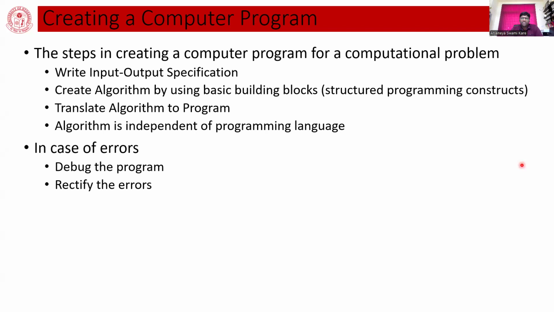The next step is to create an algorithm using basic building blocks. The basic building blocks are the three structured programming constructs we have seen: sequence, selection, and repetition statements. And then translate the algorithm to a program. Never write a program directly. First, learn to write an algorithm, and then you can translate the algorithm to a program easily. We will tell you how to do that in an efficient manner.